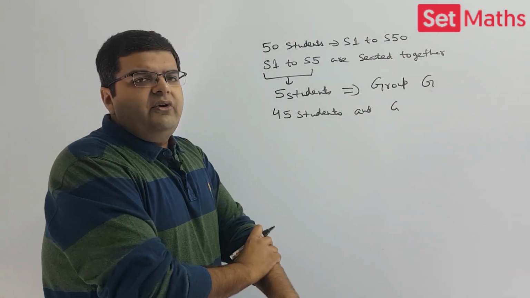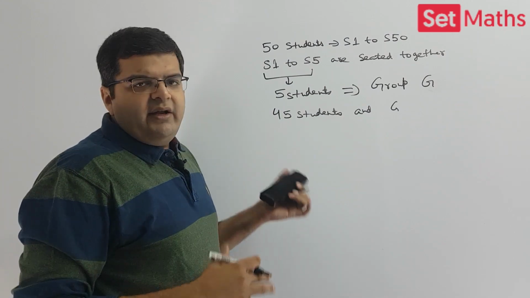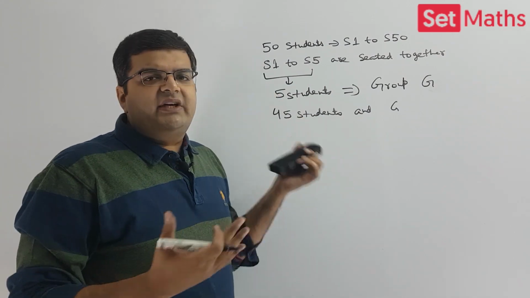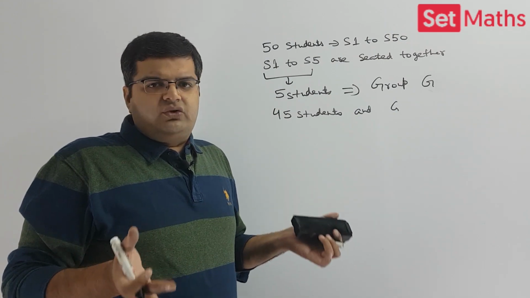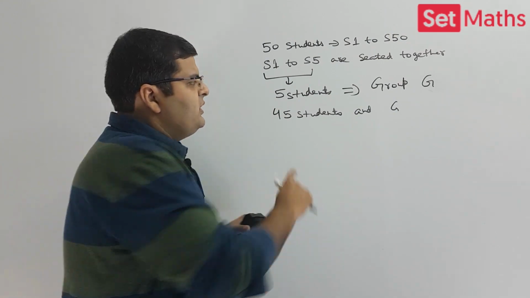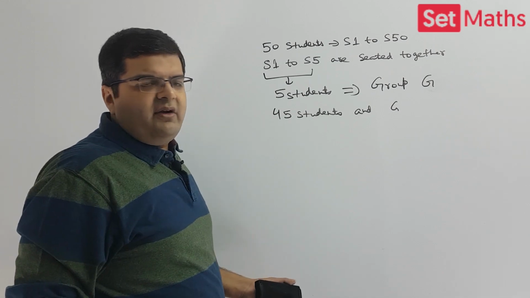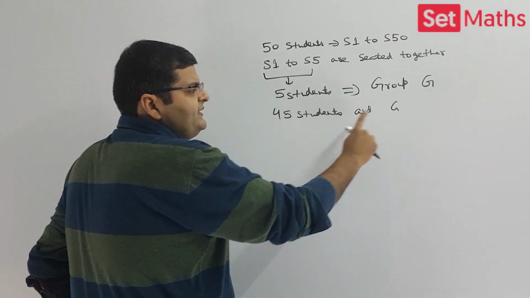Now, if you look at it, in all, the number of students and number of chairs are equal because there are 50 students and 50 chairs. So that's not an issue for us. There is no problem for us. Over here, each student will occupy one of the chairs. So 45 students and G.